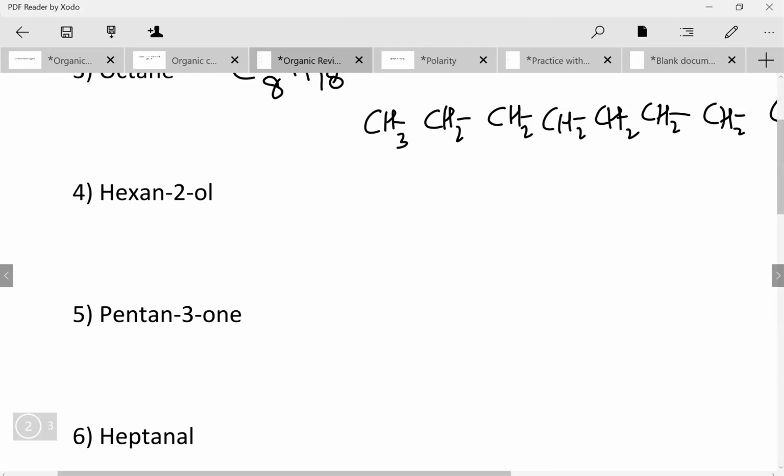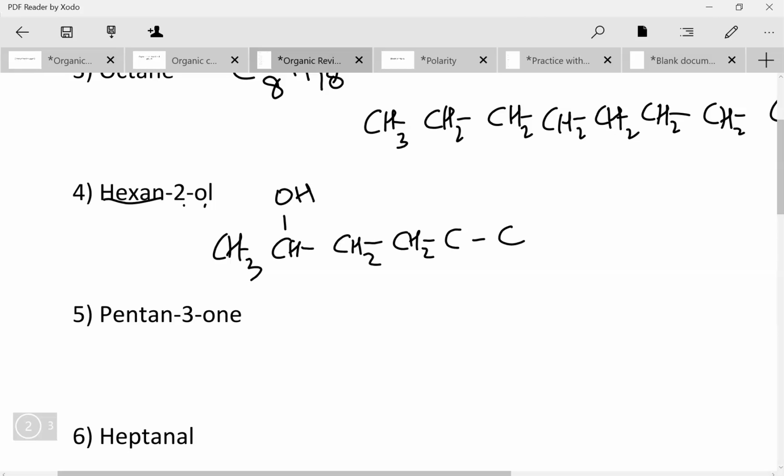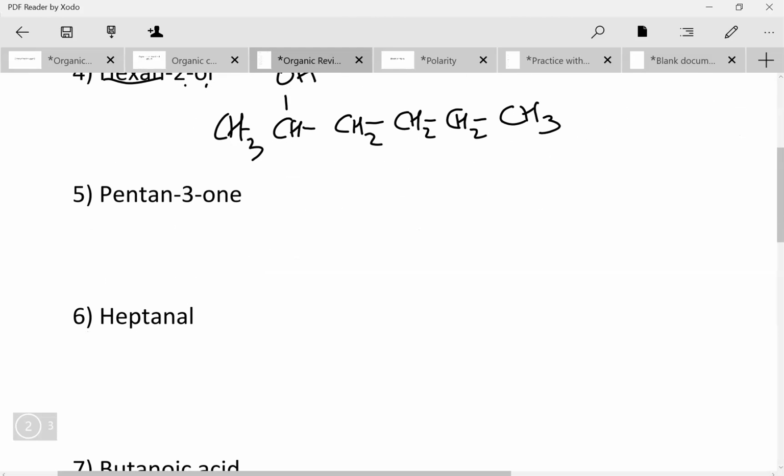Hexan-2-ol. Again, hexane, 6 carbons, all single bonds, 2-ol, so an alcohol functional group, OH at the second carbon. Fill in hydrogens. Pentan-3-one, a ketone, so a double bond O at the third carbon in a 5-carbon chain.